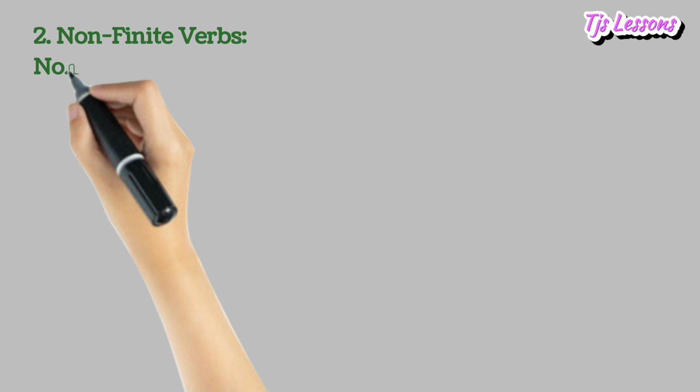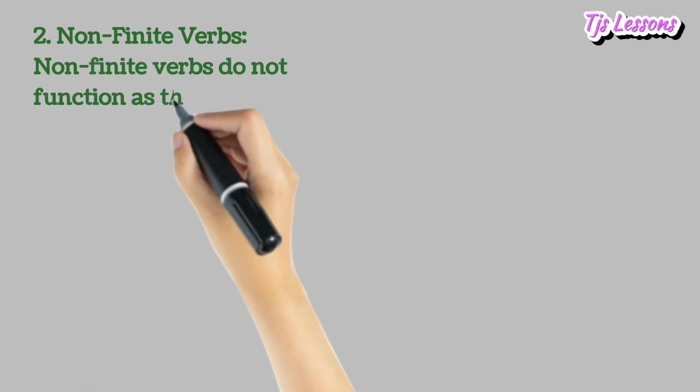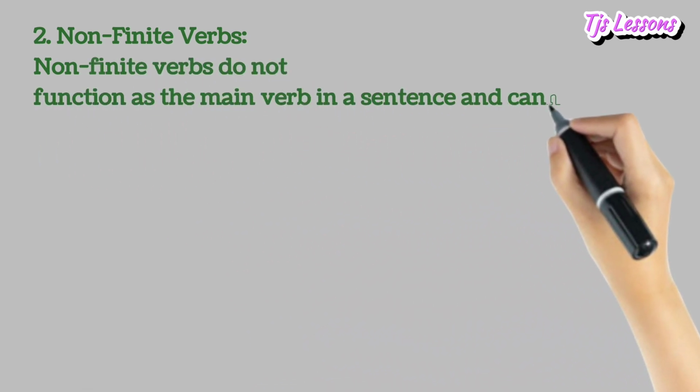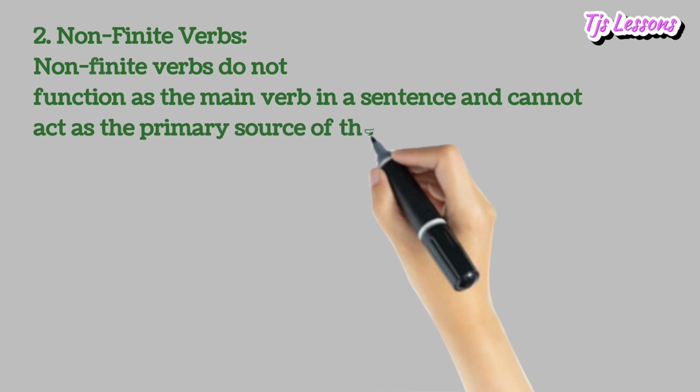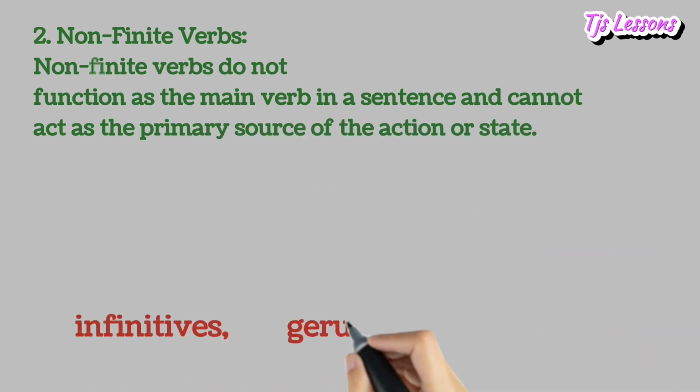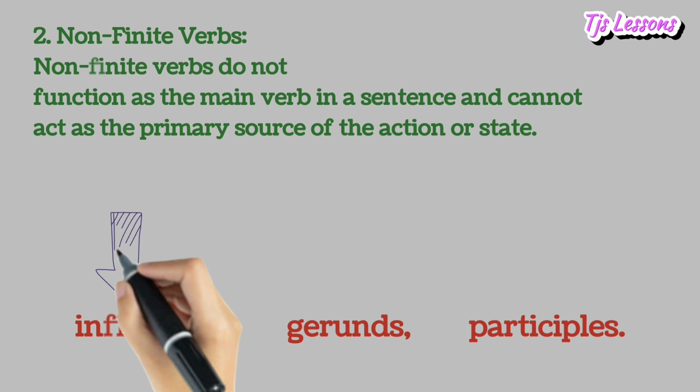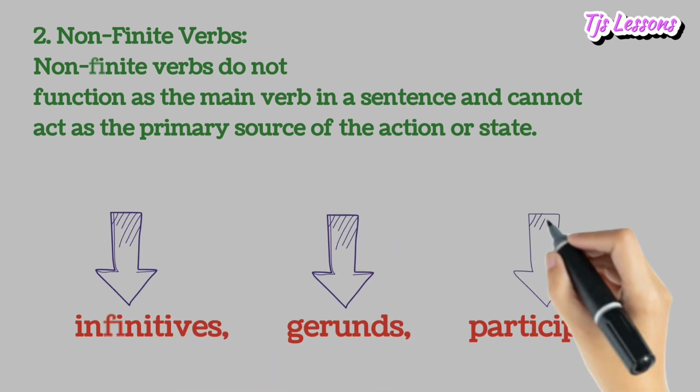2. Non-finite verbs. Non-finite verbs do not function as the main verb in a sentence and cannot act as the primary source of the action or state. There are three types of non-finite verbs: infinitives, gerunds, and participles. Let's explore each type with examples.